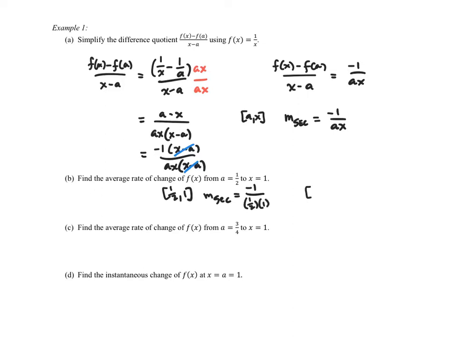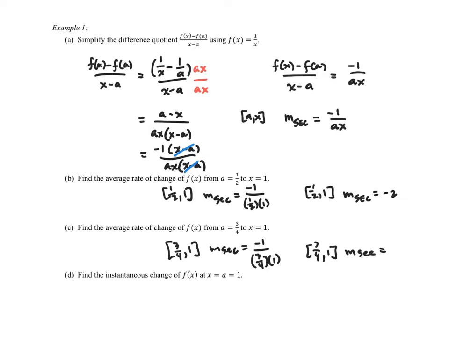So the slope of the secant line from 1/2 to 1 is going to be -2. Okay, -1 over 1/2 is -2. Now the slope of the secant line from 3/4 to 1, same formula. This is just a formula for the slope of the secant line, with 3/4 times 1 in the denominator. So the slope of the secant line from 3/4 to 1 will equal, looks like -4/3.